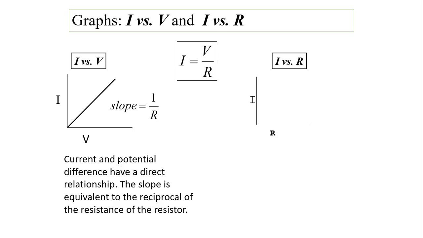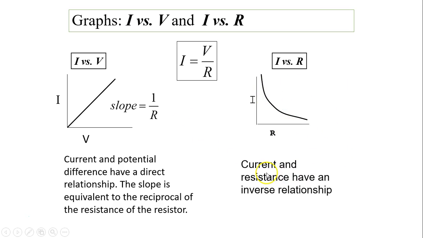So I versus R. I is inversely related to R. The bigger the R, the smaller the I. So that inverse relationship is a curve. Current and resistance have an inverse relationship.